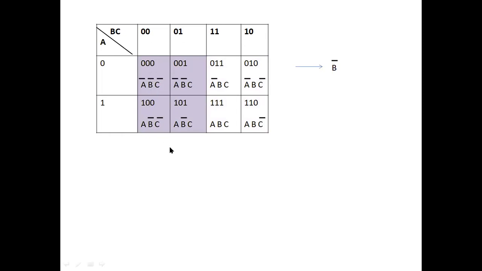If 2 columns got selected, you have to take the common value from the 2 columns. So the common value here is 0 for the bit B. For the variable B, the common value is 0. So it is B complement. Next one, see, these 2 columns got selected. In such case, the common variable is 1, refer to C. So it is C. Next, if these two cells got selected, the common variable is 1 for B.